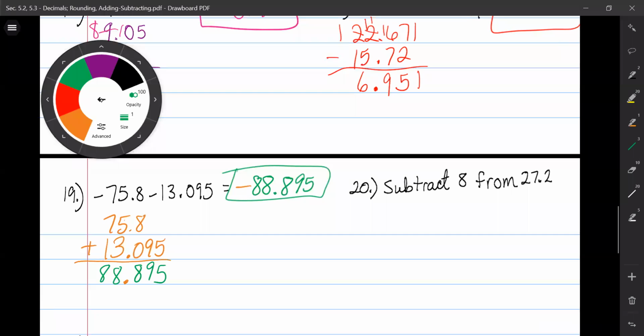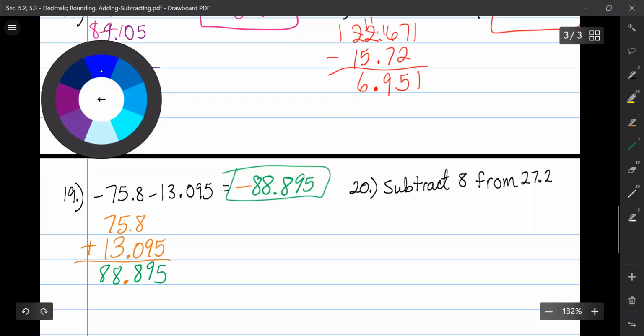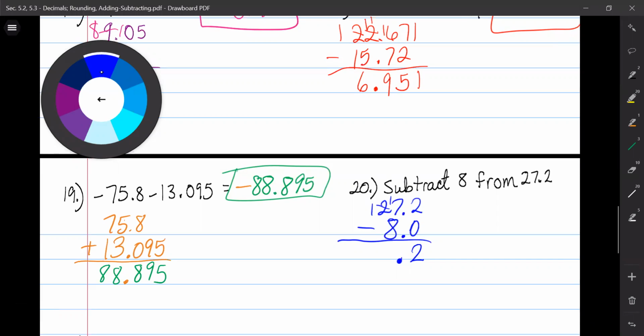All right, number 20 says subtract 8 from 27.2. So that means we're doing 27.2 minus 8. Okay, so it might be helpful to remember at this point that 8 is the same thing as 8.0, so you can have it all lined up nicely. So then 2 minus 0 is 2, and then that would be 19. So 19.2 is the answer.